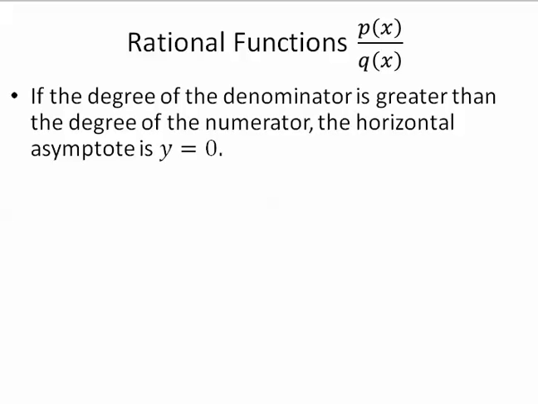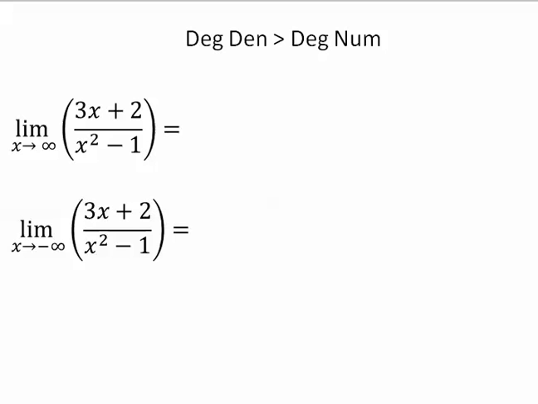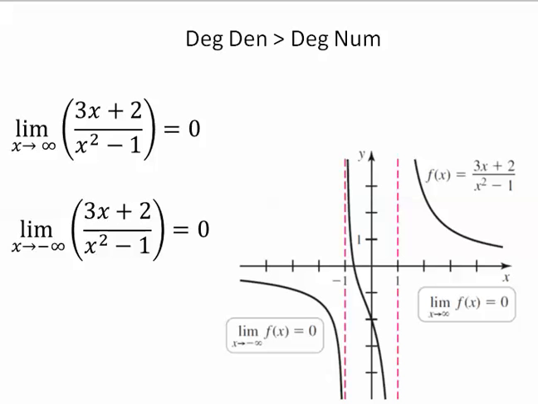Recall that if the degree of the denominator is greater than the degree of the numerator, then the horizontal asymptote is at y equals 0. If you look at this expression, you have 3x plus 2 on the top. That's of degree 1. And on the bottom, x squared minus 1, that's of degree 2. So this is what I call bottom heavy. The degree of the denominator is greater than the degree of the numerator. And in that case, what you get is a limit of 0.